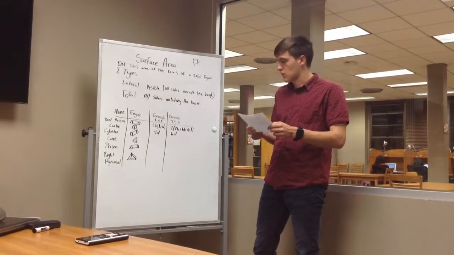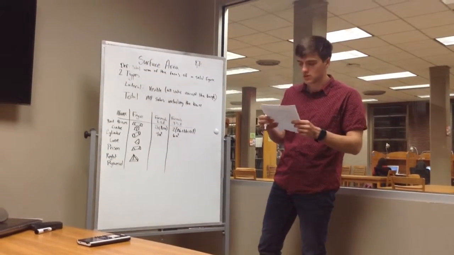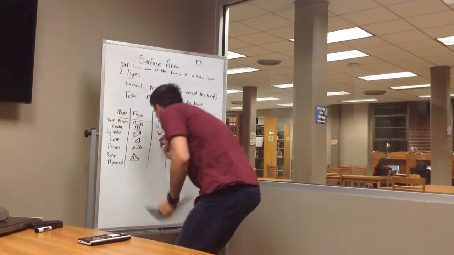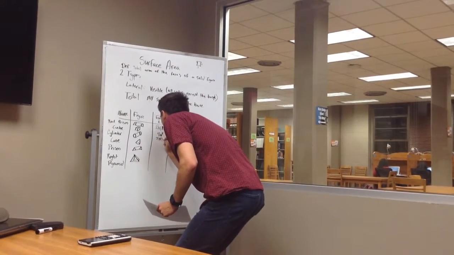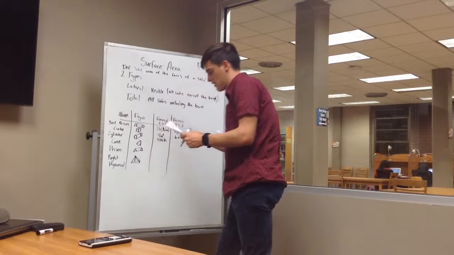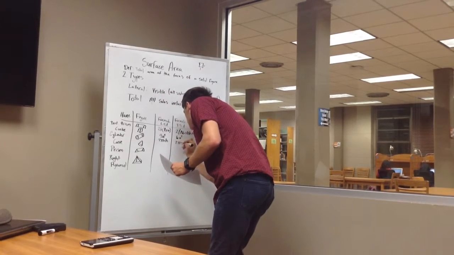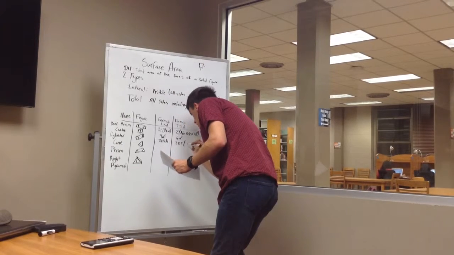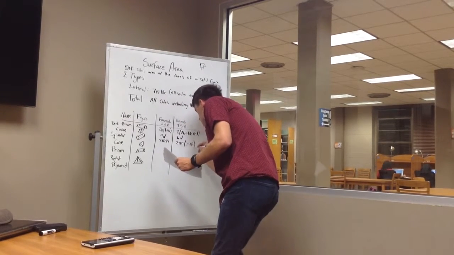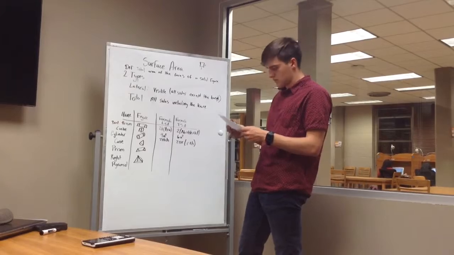All right. Somebody give me the cylinder. All right. 2 pi r h. Now fill me in on the total surface area. 2 pi r times r plus h. All right. Let's continue.